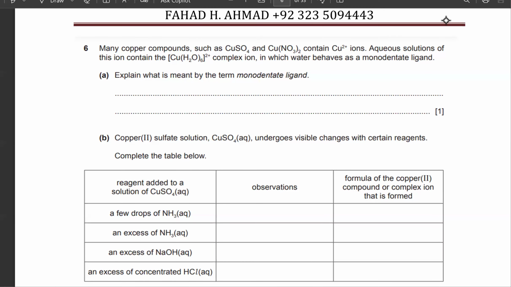So it says, what's a monodentate ligand? It's a ligand that forms only one dative bond.